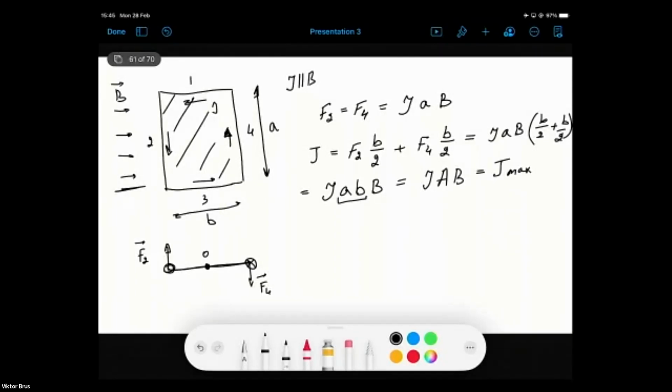In order to calculate other possible values, we need to assume that this current loop starts to rotate about the axis which goes through point O. So let me clean some space here. So we can maybe delete this part.